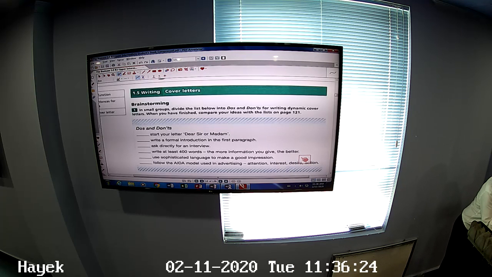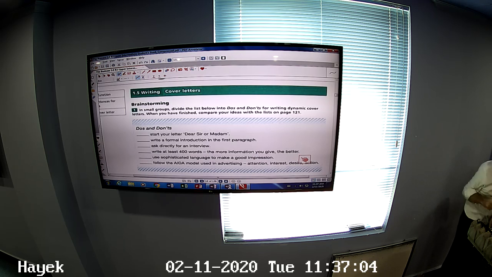In small groups, you can work as a pair if you like. There's a list of advice. You need to decide which of these are do's and which of them are don'ts. So, what about the first one? Start your letter: Dear Sir or Madam. Do you think so? That's interesting. Okay. Write a formal introduction in the first paragraph. Ask directly for an interview. You'll be surprised at the answers.